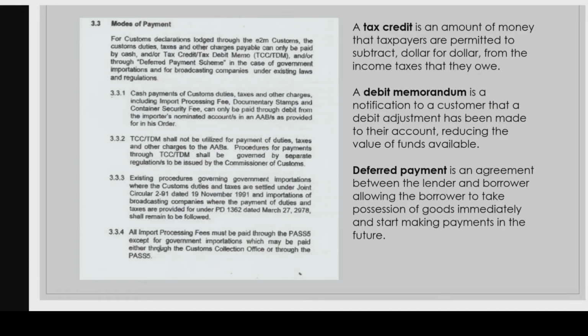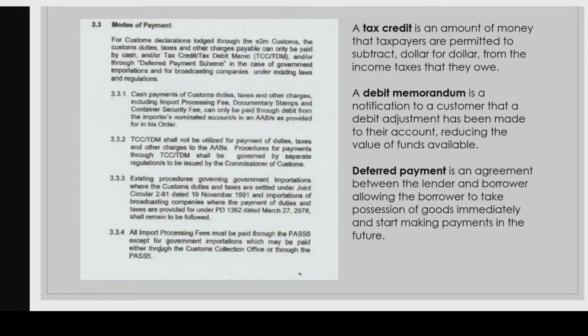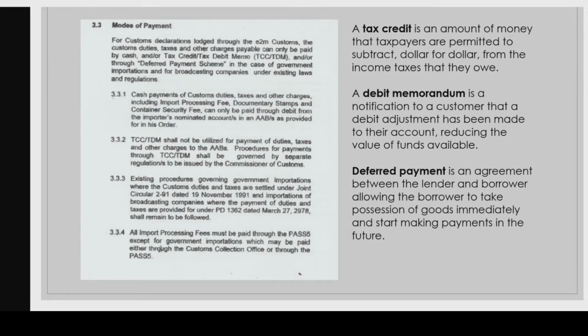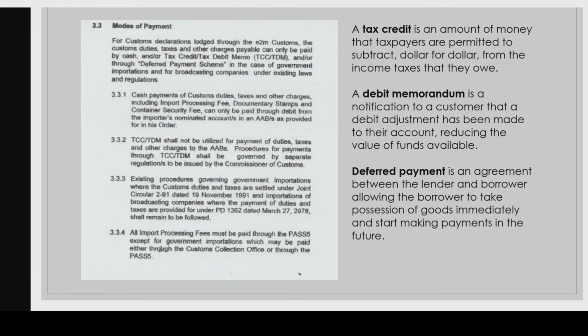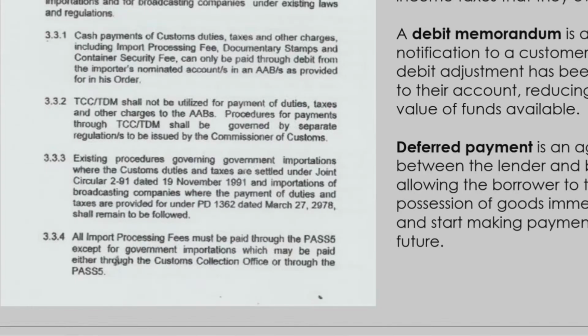So what is a tax credit? A tax credit is an amount of money the taxpayers are permitted to subtract dollar for dollar from the income taxes that they owe. Okay? A debit memorandum is a notification to the customer that a debit adjustment has been made to their account, reducing the value of funds available. And the deferred payment is an agreement between the lender and a borrower, allowing the borrower to take possession of goods immediately and start making payments in the future.